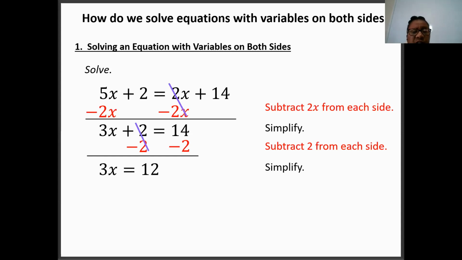Are we finished? No, we're not, right? We have 3x, and to find the solution, we're looking for the value of x. So what do we do now? Go ahead. If you know what to do, go ahead and do it before I show the answer.